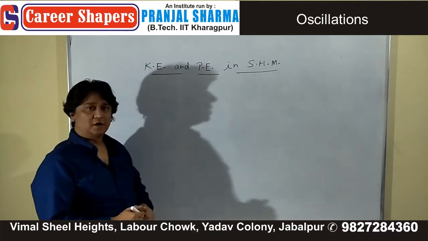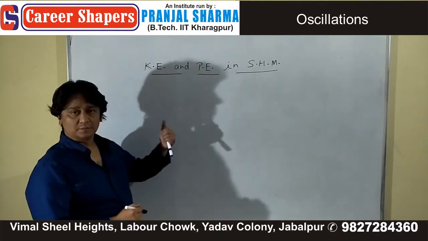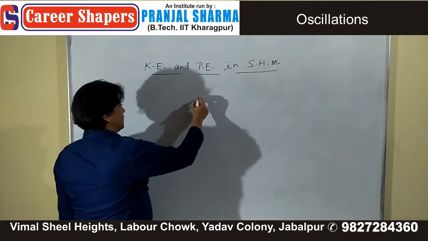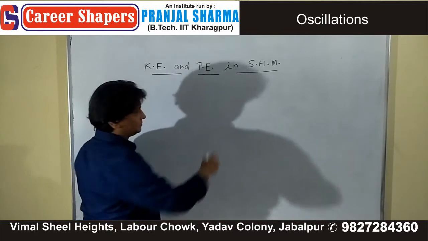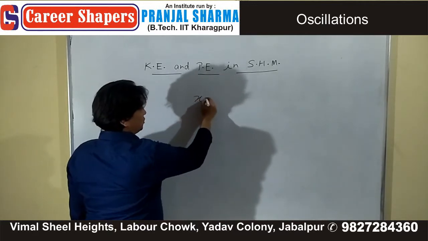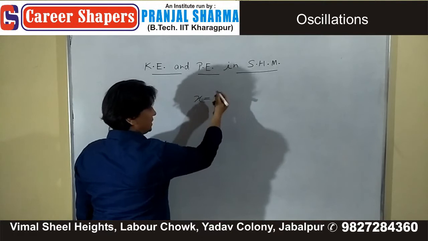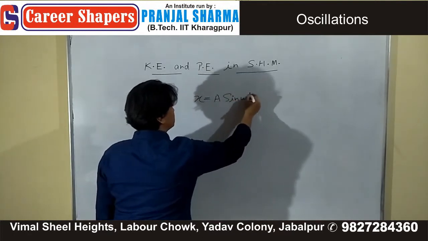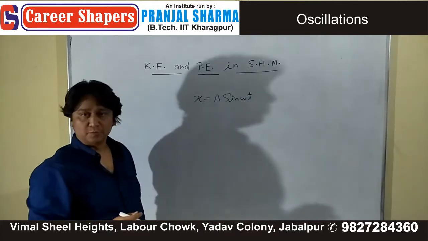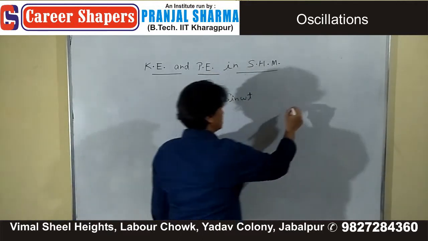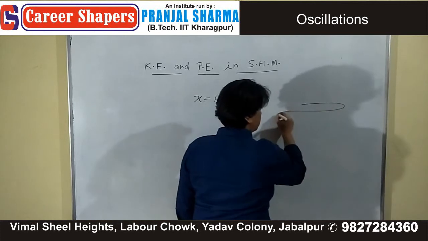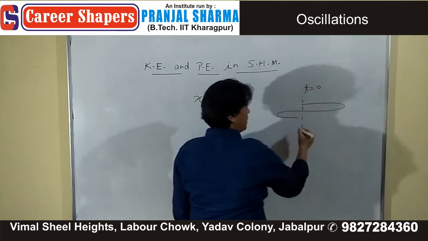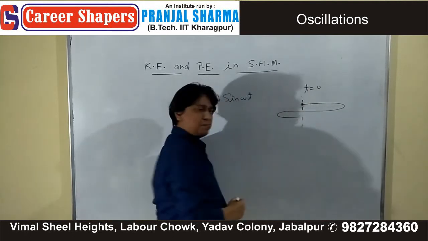Let's see kinetic energy and potential energy during simple harmonic motion. Let's take case 1. You know that in case 1 we say that x is a sine omega t, which means the object starts from the mean position. It's oscillating, and at t equals 0, the object is at the mean position.